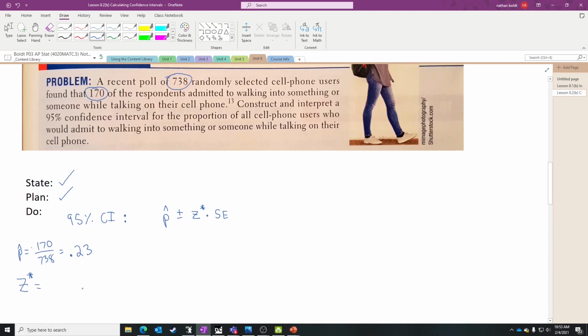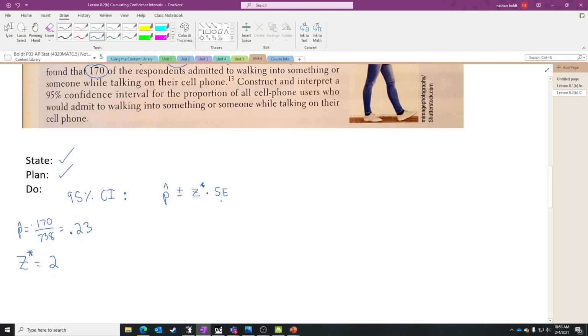What is the z star? Now remember, that's how many standard deviations we are going out. It comes from our confidence level. If I want to be 95% confident, I have to go out 2 standard deviations. Caveat, it's not exactly 2. That's an estimate that we use because it's easy to memorize. We'll talk about the exact value in a few minutes, but 2 for right now is a good estimate.